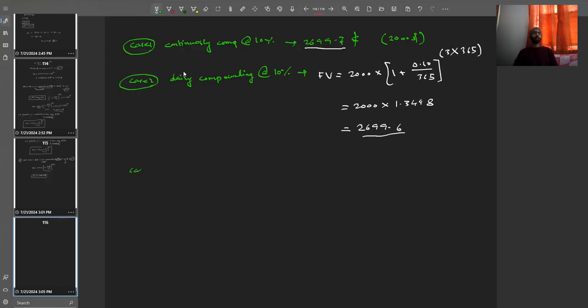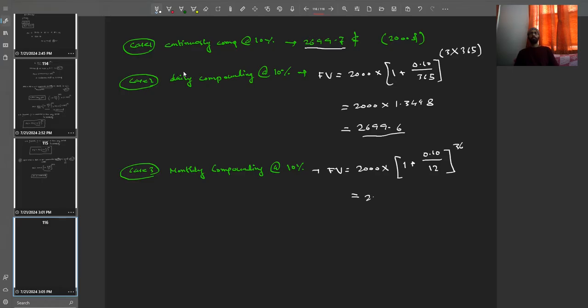So case 3, monthly compounding at 10%. Here the future value will be given by FV is equal to 2000 multiplied by 1 plus 0.10, which is 10%, divided by the periodicity, which is 12, to the power of 3 into 12, which is 36, you can write, right? So let us again calculate this.